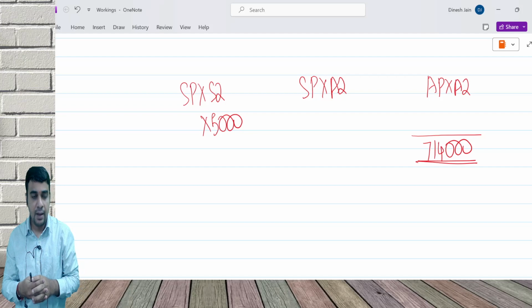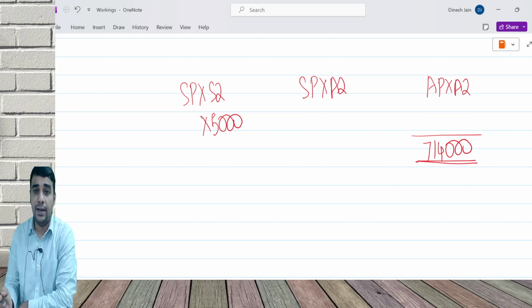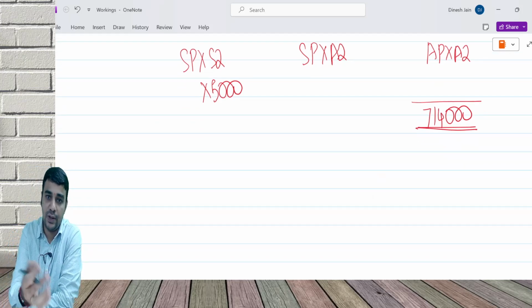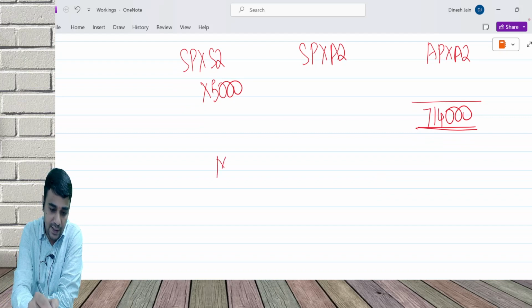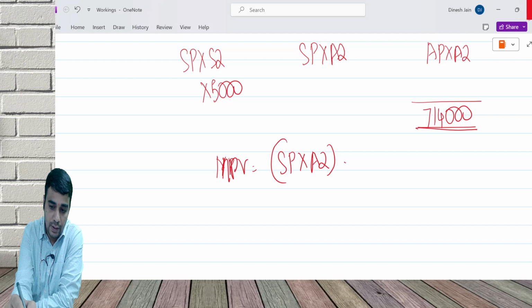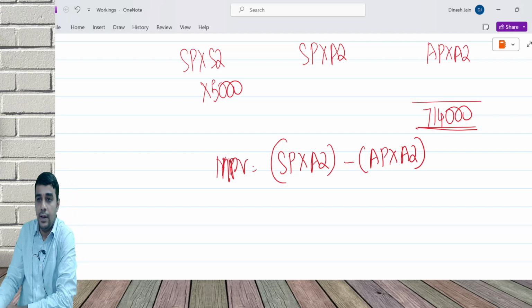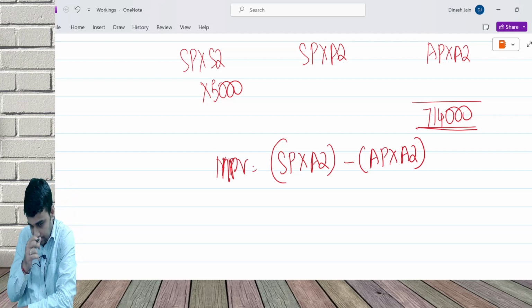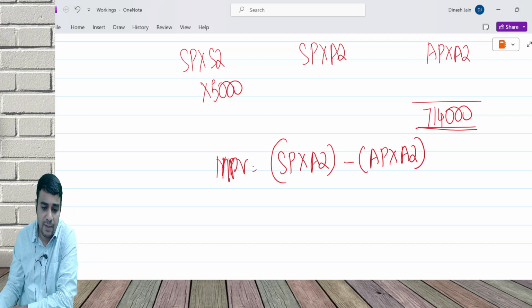Any doubts on this? Apart from this, one more information is there in the question. What is the information? Material price variance. What is the formula for material price variance? SP into AQ minus AP into AQ. Let's try to use this. You will get most of the data. Material price variance is equal to SP into AQ minus AP into AQ. We will get most of the missing information with this. How much is the material price variance?